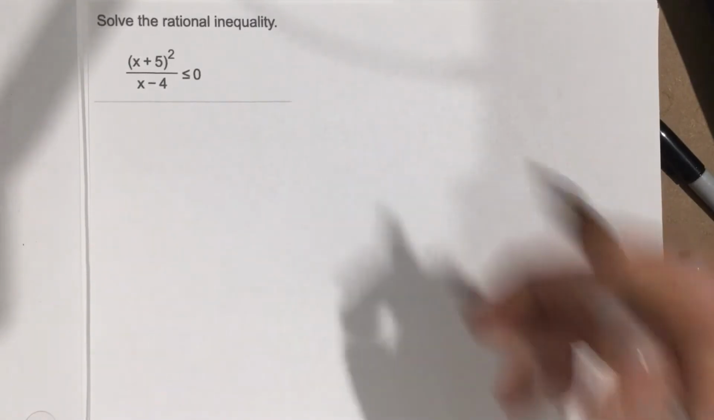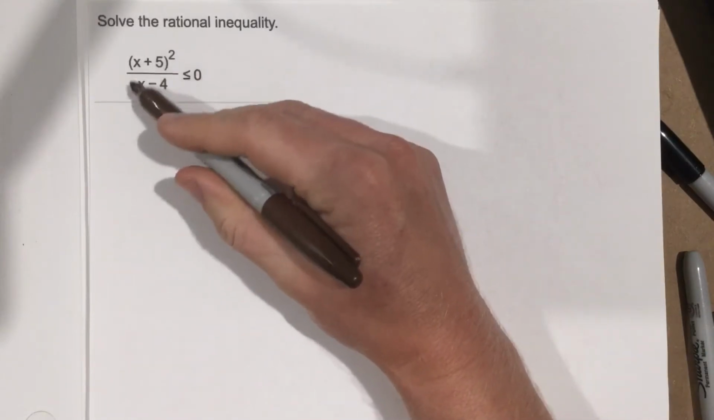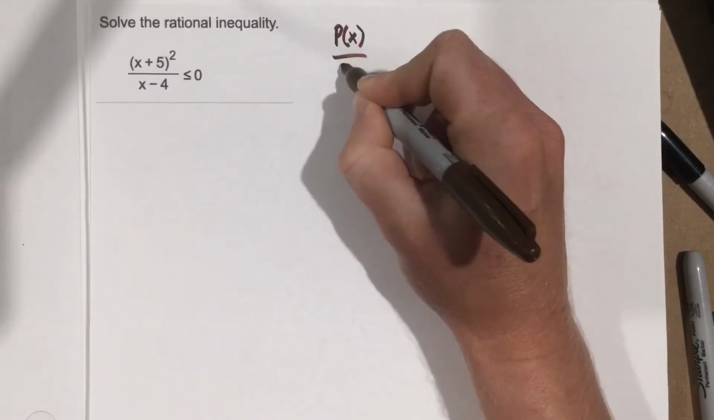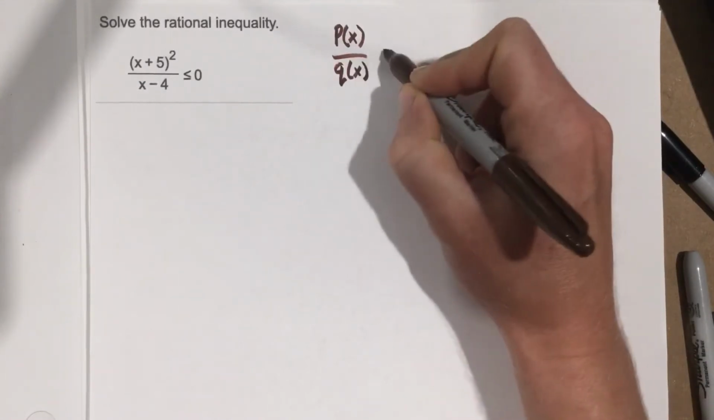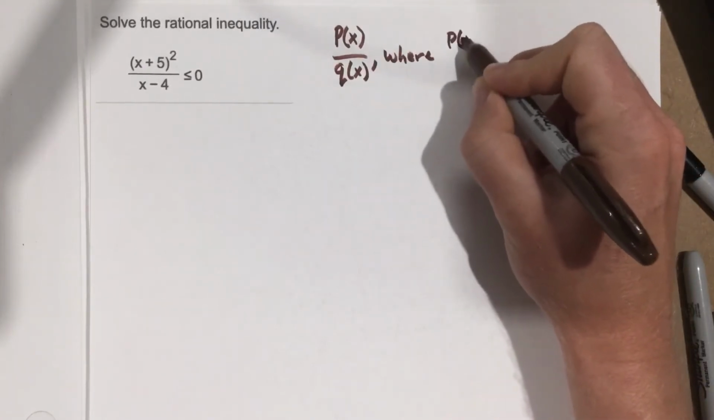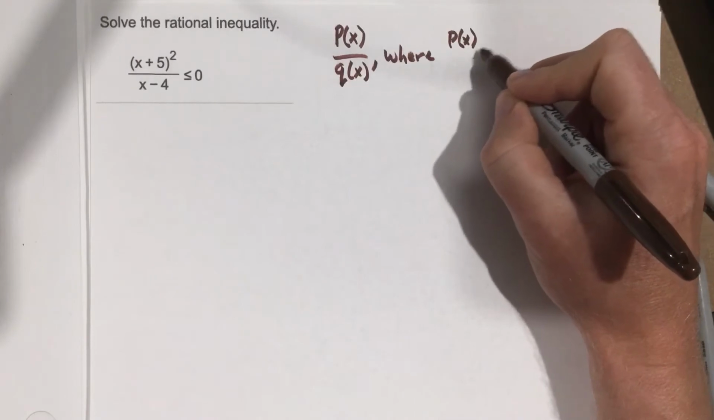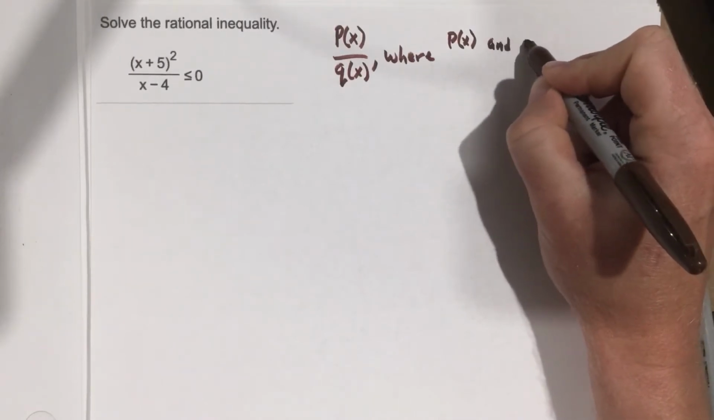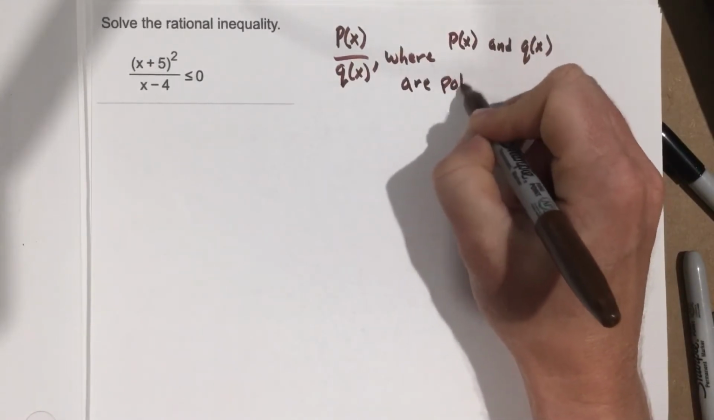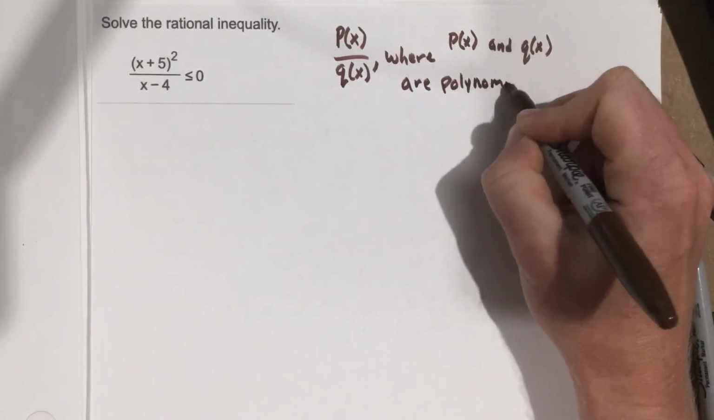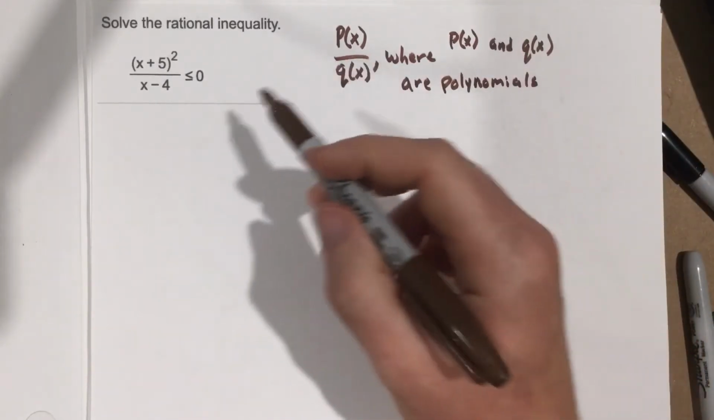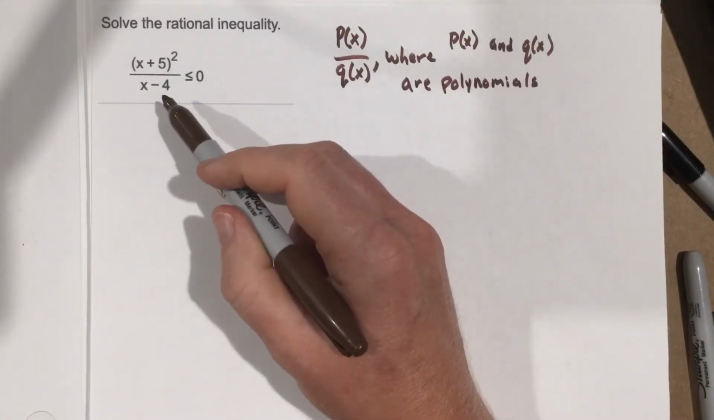So this rational inequality is already set up with p of x over q of x, where p of x and q of x are polynomials. So there's actually a nice little theorem, or a nice little formula that we can use to solve these.